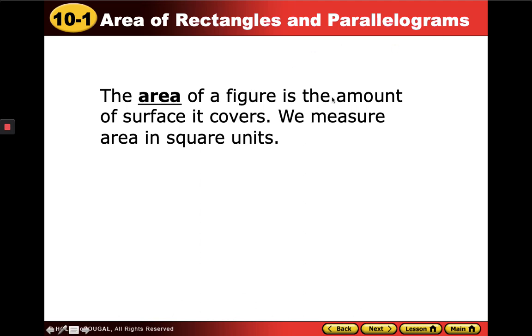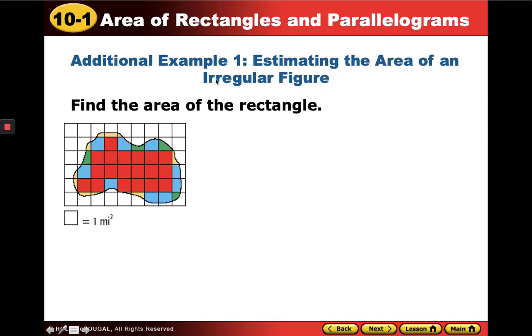Area of a figure is the amount of surface it covers. We measure the area in square units. So it's basically how much is inside of a two-dimensional figure. Now, part of what you're going to have to do on your assignment is to find the estimated area of something like this. It says find the area of the rectangle. Well, it's not that. You basically have to find the area of this blob.